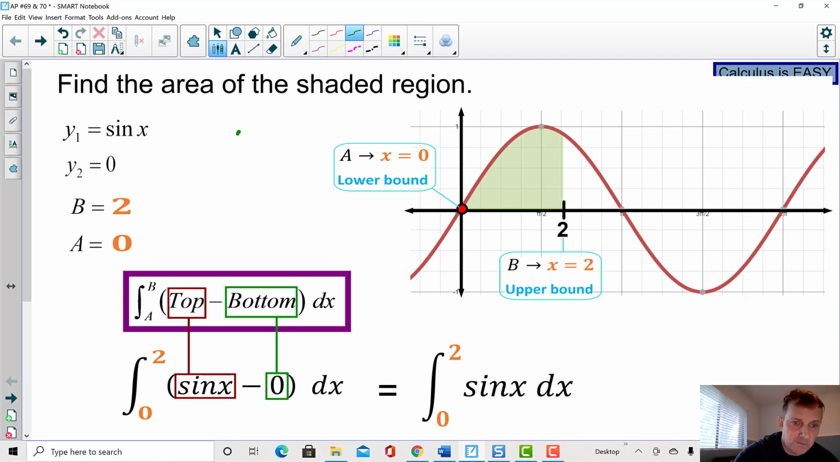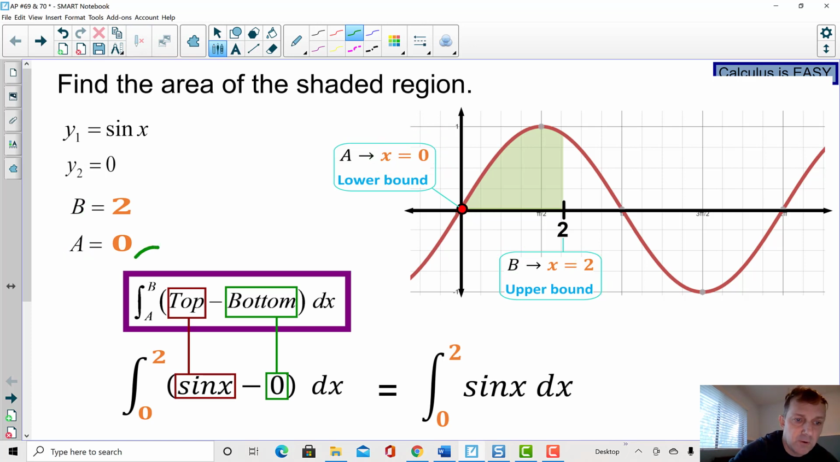Now, we have a rule anytime we're doing area between two things. We're doing the integral of the top function minus the bottom function. So in this case, the top function is our y1, which is our sine of x function, and the bottom function is going to be the x-axis, so that would be y equals 0. Now we are doing it from x equals 0 to x equals 2, so x equals 0 is going to be our lower bound. We'll call that a. And x equals 2 is going to be our upper bound, so that's kind of like our b.